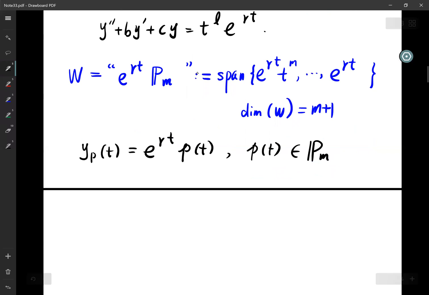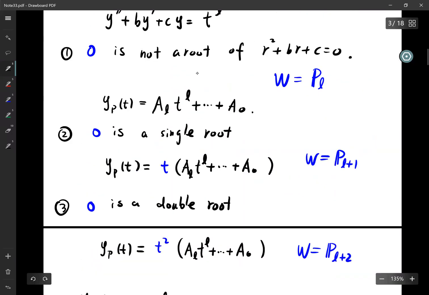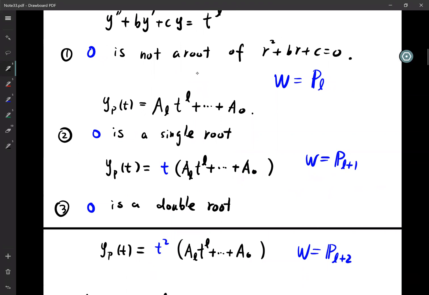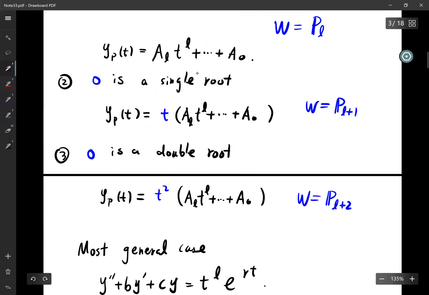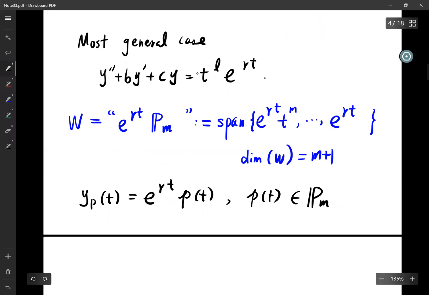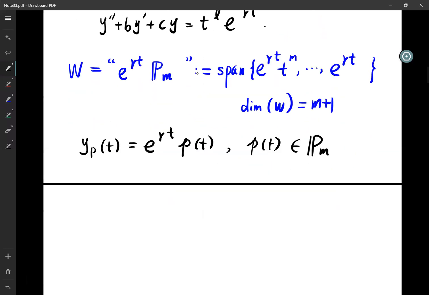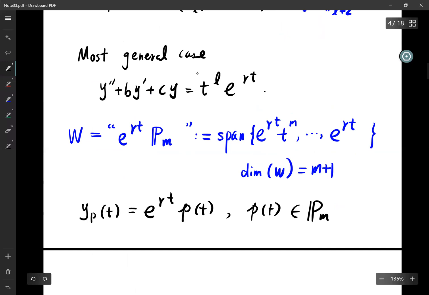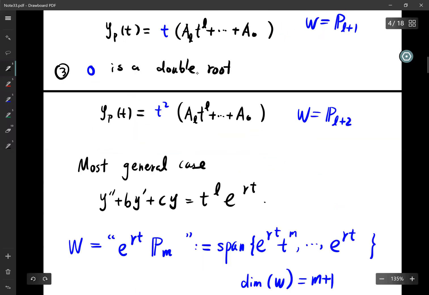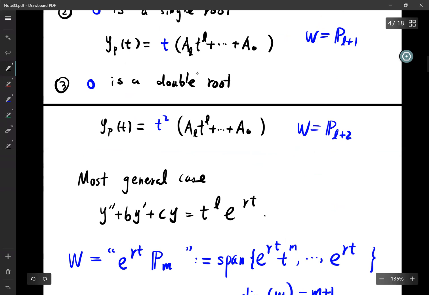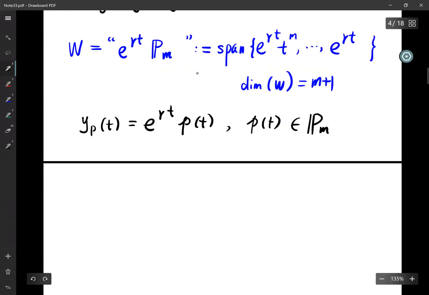Now you can already guess the solution. If r is not a root, then I take a polynomial times e^{rt}. If it is a single root, then it's t times that polynomial times e^{rt}. And if it's a double root, then you take t squared times it times e^{rt}. The question is whether this is true. I'm not going to prove it below. As a corollary, you will see that when r is 0, it will indeed hold. The calculation is very straightforward.